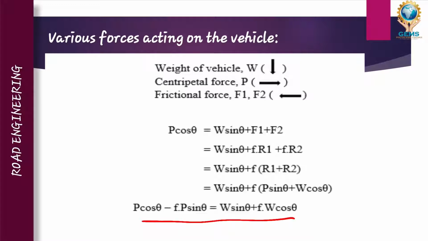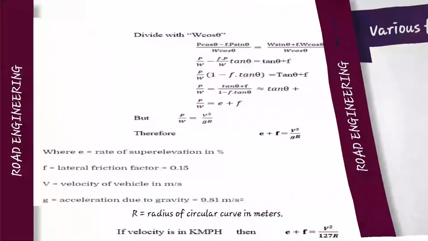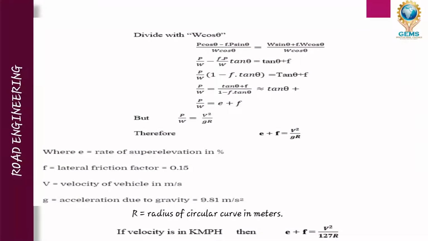This is the equation we will get. Next, by dividing by W cos theta on both sides, we will get P by W minus F tan theta by tan theta is equal to tan theta plus F. And by taking this equation common, P by W (1 minus F tan theta) is equal to tan theta plus F, as we take P by W as common.